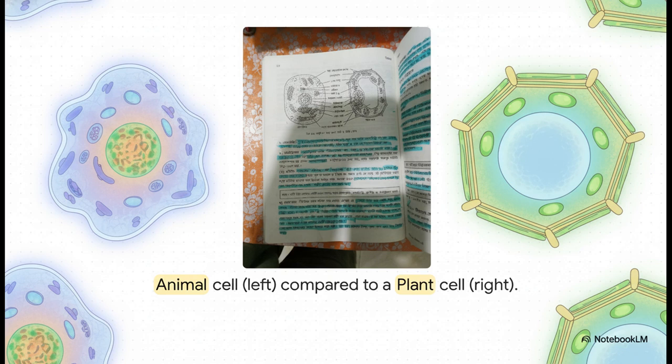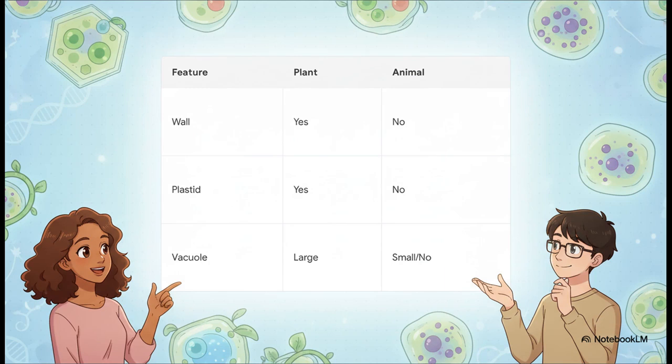Notice the rigid, thick outer cell wall on the plant cell, and look at that massive empty space inside it. Yep, that's the large vacuole we just talked about. The animal cell totally lacks that rigid wall and that huge central storage space. So, to really lock this in securely, here is an exam hacker's absolute best friend, a simple, high-yield comparison table.